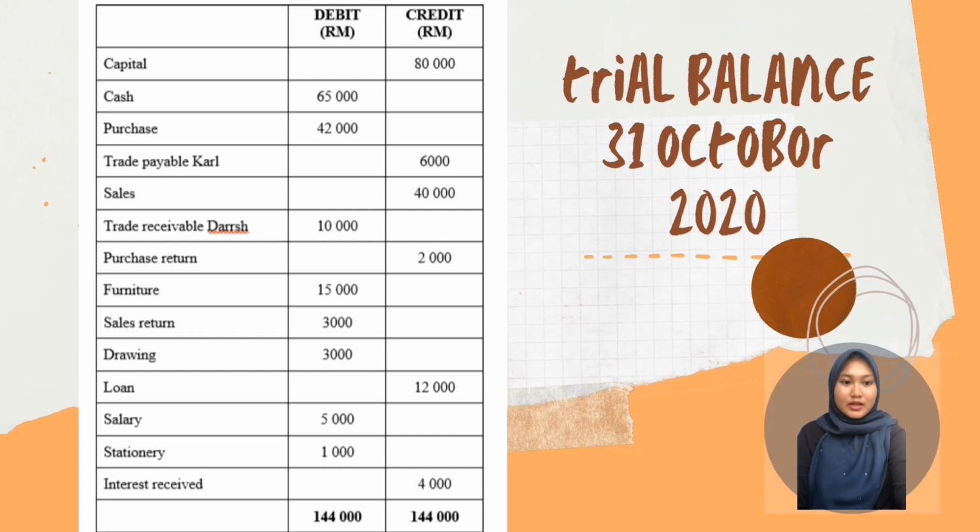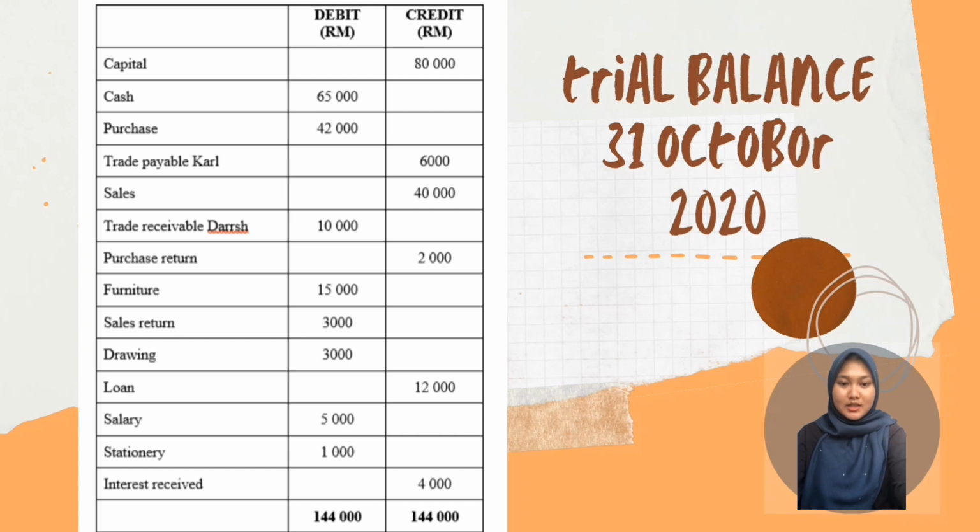Furniture account amount is 15,000, sales return account is 3,000 and drawing is 3,000. Loan account on the credit side and the amount is 12,000. Next is salary account and stationery account. On the debit side, salary account amount is 5,000 and stationery account amount is 1,000. And last is interest received on the credit side and the amount is 4,000.